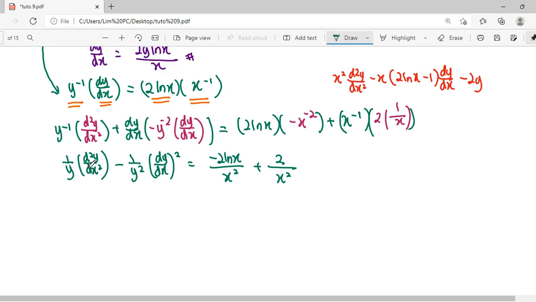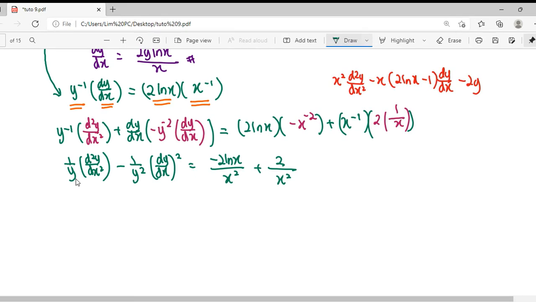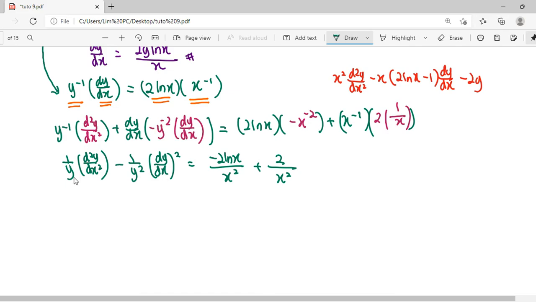What do we need? We need the coefficient of d2y/dx squared to be x squared, not 1 over y. So when we want to multiply here, we're going to multiply with y and then with x squared. When we multiply with y, this coefficient y can be simplified, and then multiplying with x squared, we can get this first term. Then slowly we get the other terms. Okay, so that will be our first term.